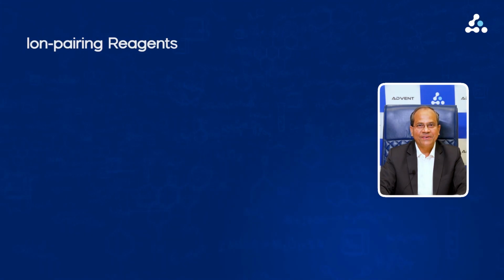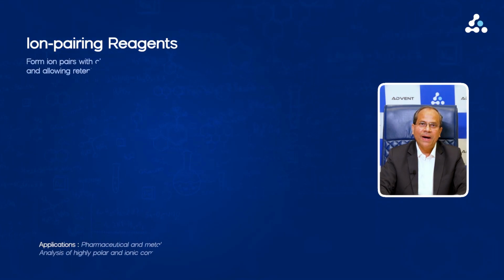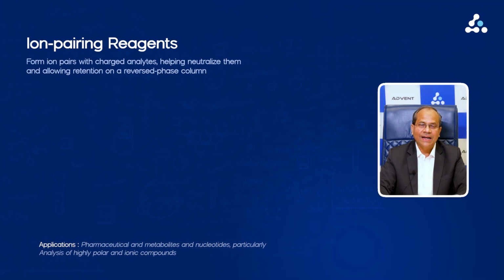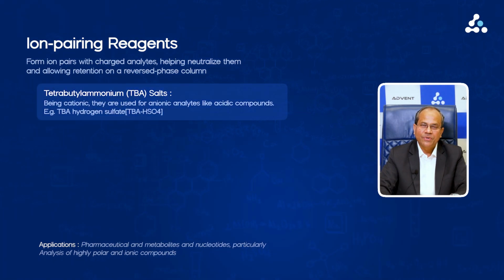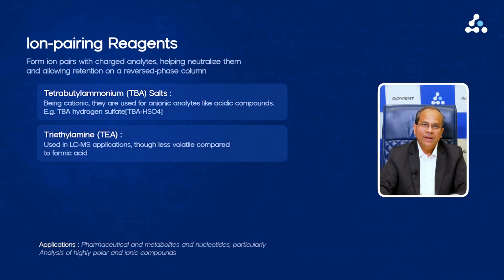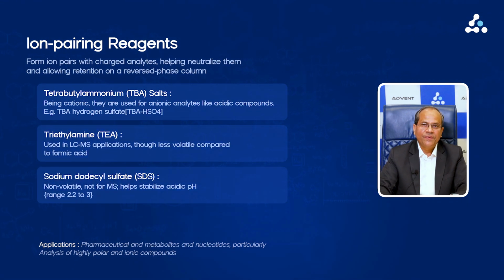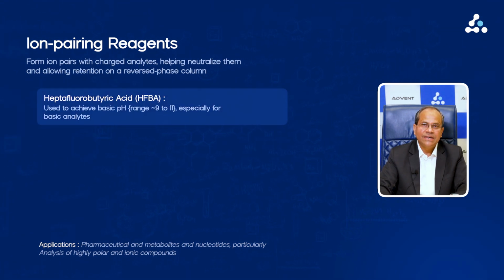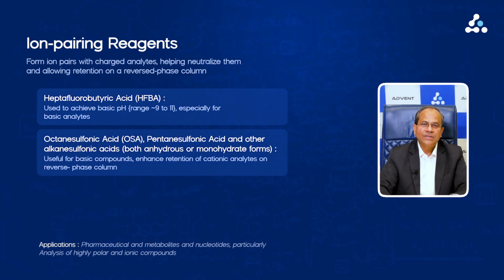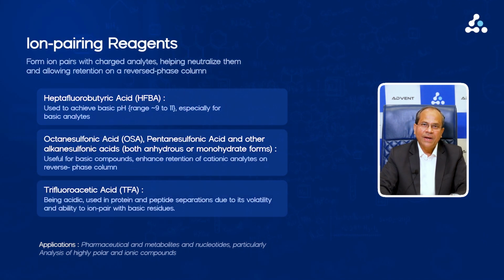Coming to the second category, ion pairing reagents. They form ion pairs with charged analytes, thereby neutralizing them and allowing their retention on a reversed phase column. There are many types of ion pairing reagents like tetrabutyl ammonium salts, triethylamine, sodium dodecyl sulfate, heptafluorobutyric acid, many alkane sulfonic acids both in anhydrous and monohydrate form, trifluoroacetic acid, etc.